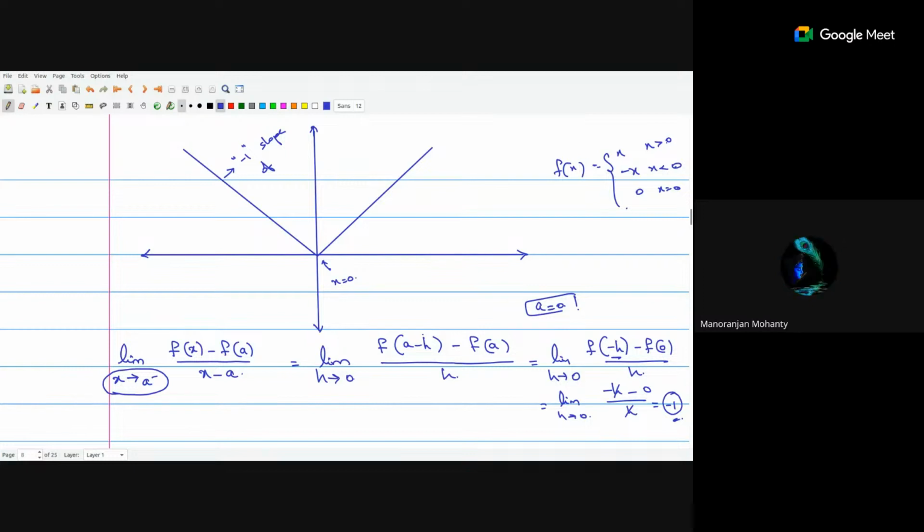The rule came from x tends to a minus to h tends to 0. If we take x tends to minus 0, then it will be a plus x. Sir, it is minus x, right? No, x is replaced with a minus h, no? Sir, x is minus h. X is a minus h. A is 0, sir. X is a minus h, but a is 0, right? So it will be minus h.